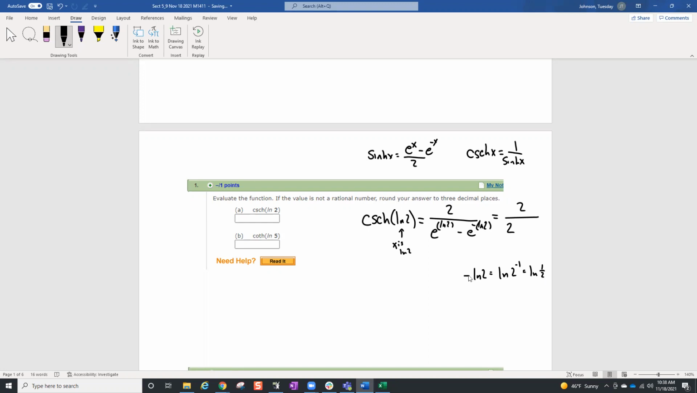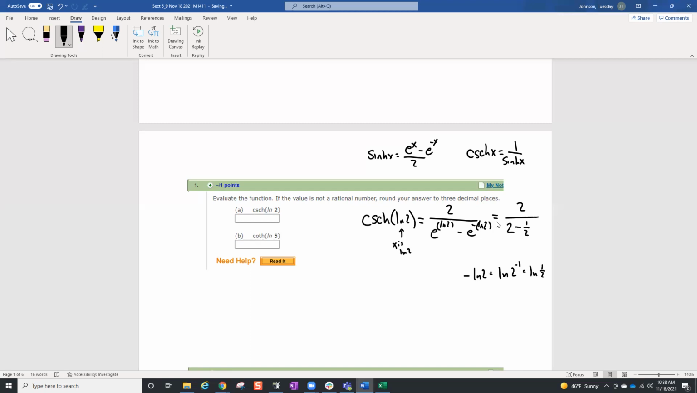Remember that the negative sign can come up as an exponent, the power rule of logarithms. If I have 2 to the negative 1, that's the reciprocal, so that's natural log of 1/2. So the negative natural log of 2 is the same as the natural log of 1/2. And e to the natural log of 1/2 will give us 1/2.